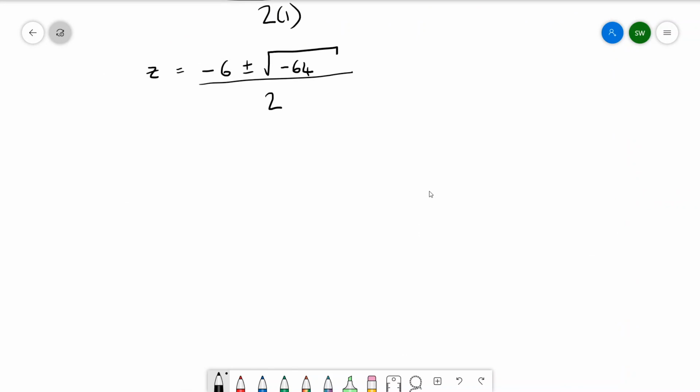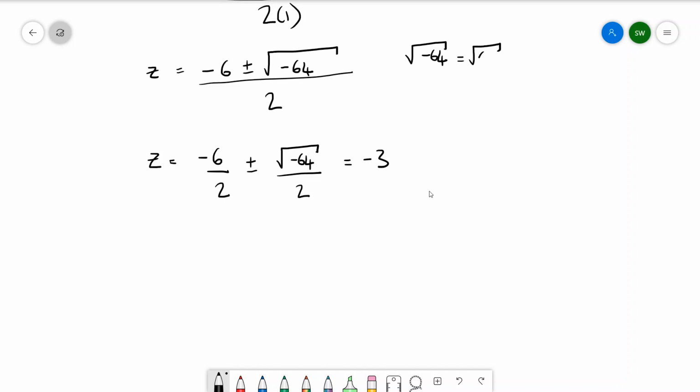So again, we want to try and write this complex number in the form a plus bi, real part plus the imaginary part i. So to do that, let's try and split it up into two fractions. So we've got minus 6 over 2 plus or minus root minus 64 over 2. Minus 6 over 2 is minus 3. Root minus 64 can be written as root 64 times root minus 1. Root 64 is 8 and root minus 1 is i. So we can write root minus 64 as 8i.